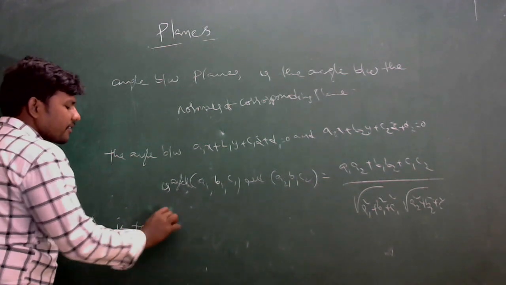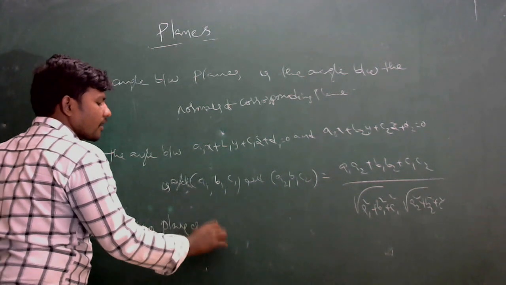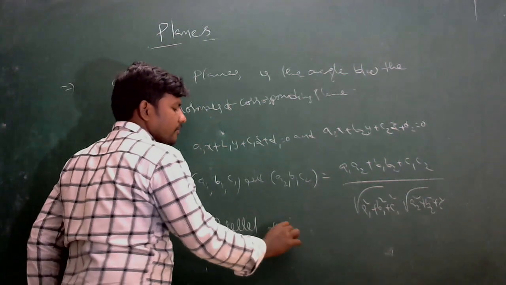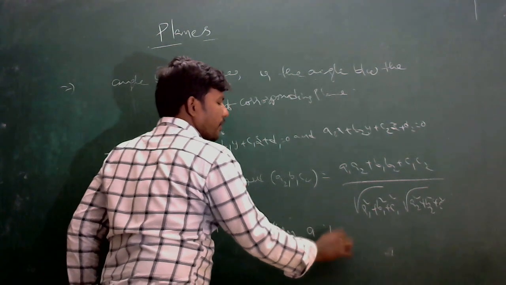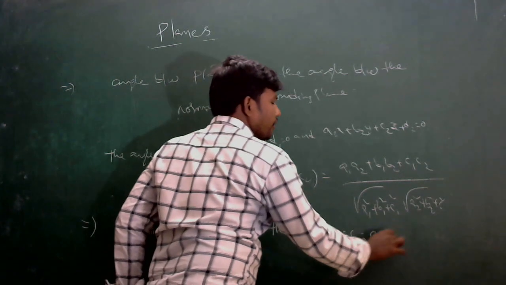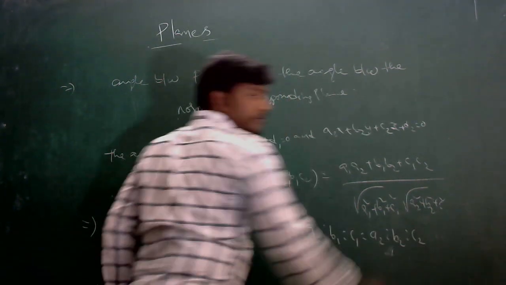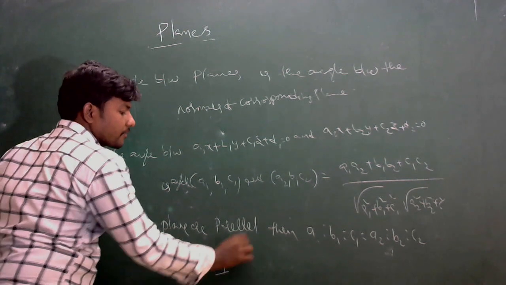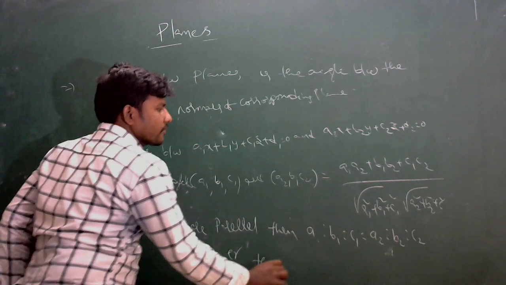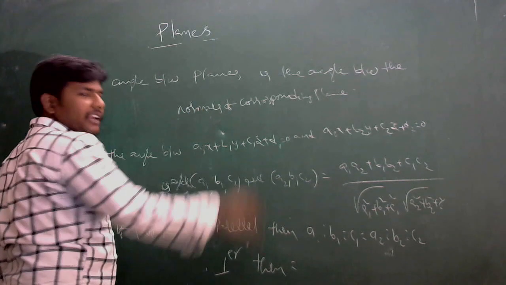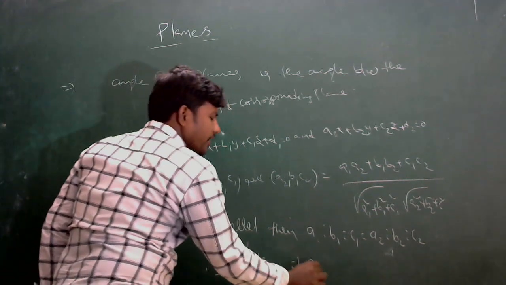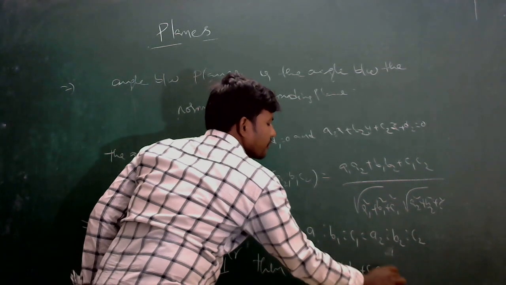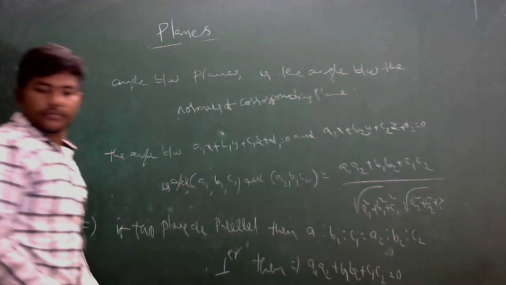If two planes are parallel, then a1 is to b1 is to c1 equal to a2 is to b2 is to c2. If the planes are perpendicular, then the angle value is 90 degrees, so that means a1a2 plus b1b2 plus c1c2 is equal to 0.